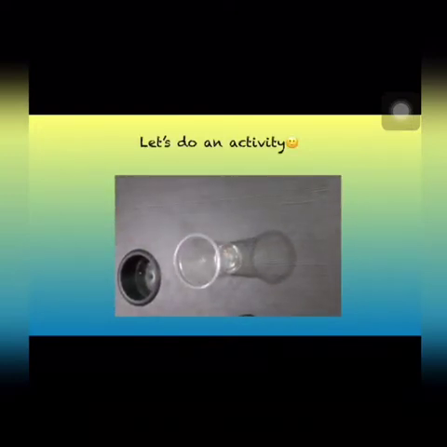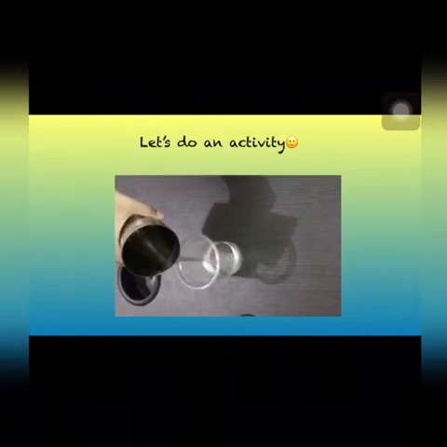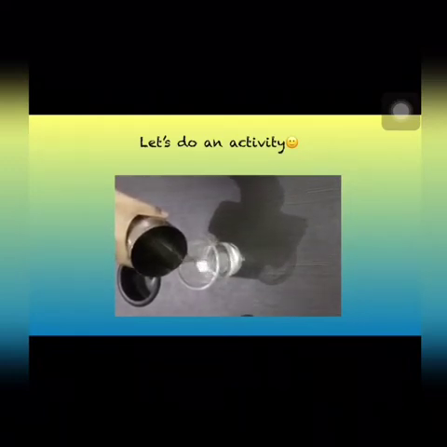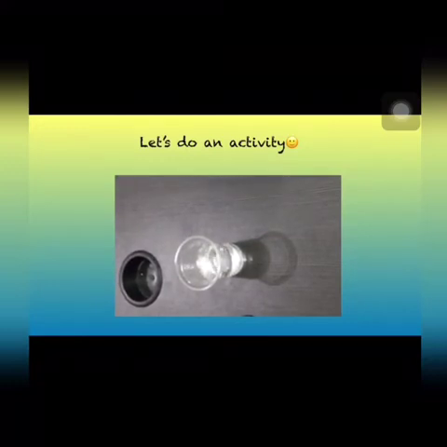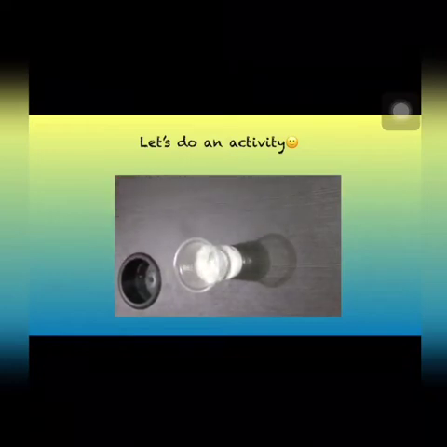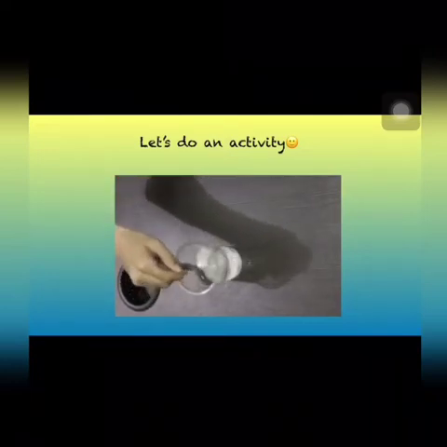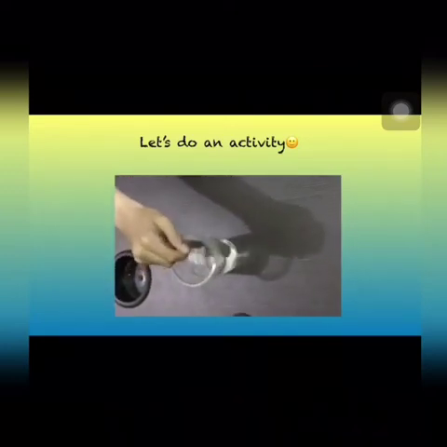Fill the glass with water up to the mark. Now dissolve some salt with the help of a spoon, and observe any change in water level.